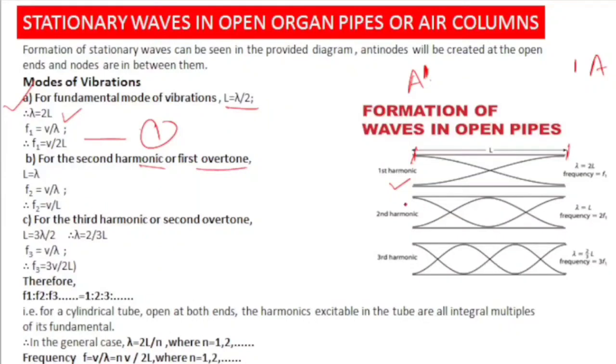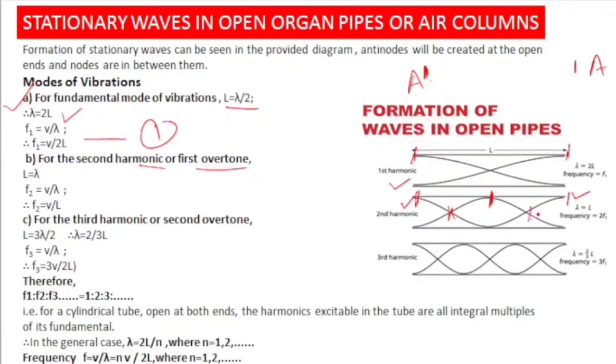For this one again, at the end points it is an open organ pipe. So both ends are open, so here antinodes are formed. Like this, the second harmonic is formed. In this case, one antinode, 2, and another one, 3 antinodes. 3 antinodes and 2 nodes are formed.